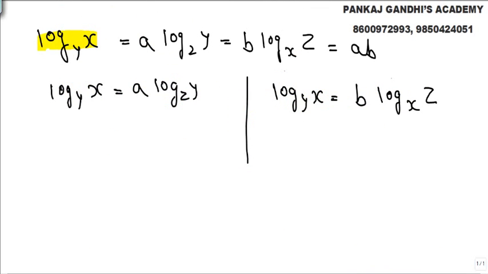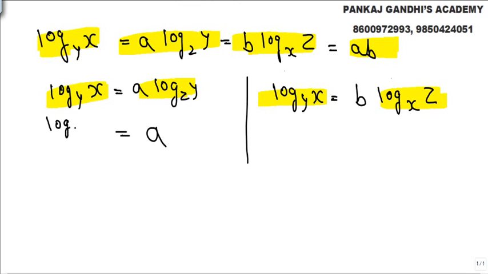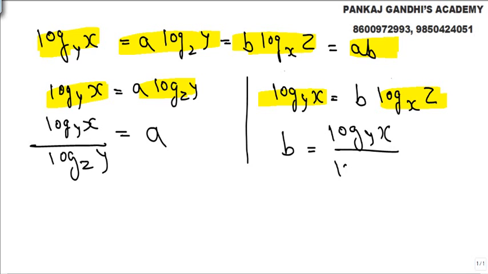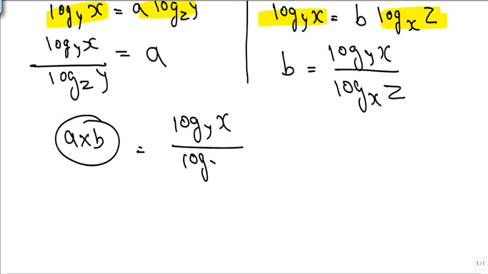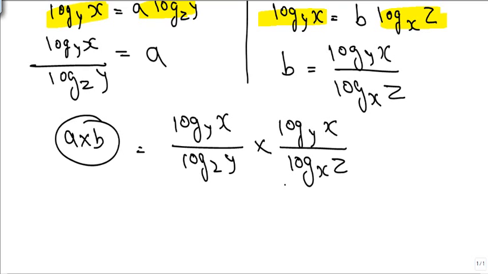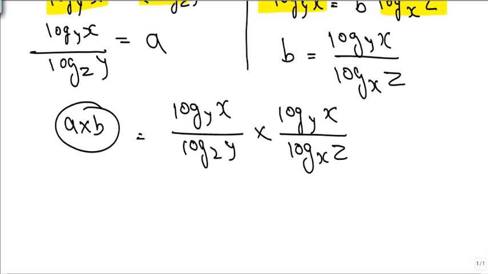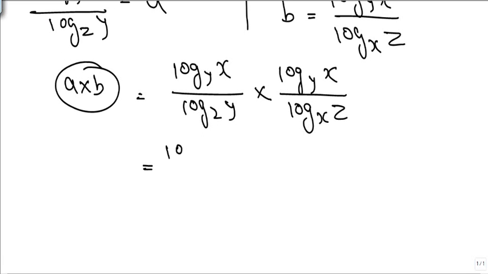Look, what has been given is this is equal to this, equal to this. So if we equate these two and if we equate these two, what do we get? A is nothing but log to the base y of x upon log to the base z of y, and b is nothing but log to the base y of x upon log to the base x of z. Now, if I have to multiply a into b, I put in the values of a upon this thing into b. Look, the problem in modern maths is that if you keep the bases of the logs the same, everything becomes easy. So let's go for some other base.